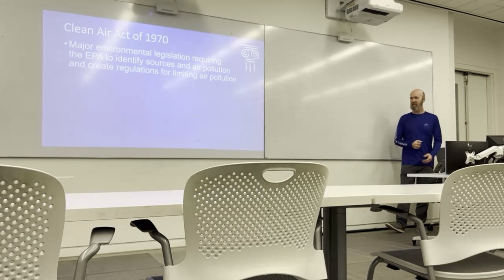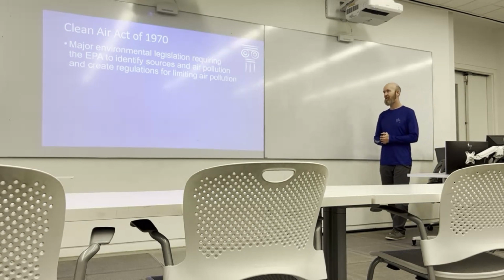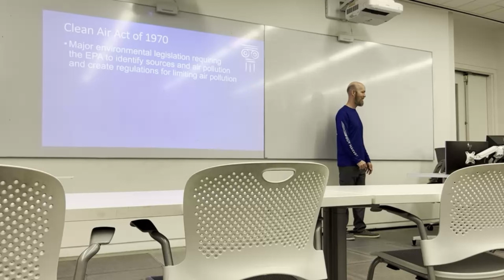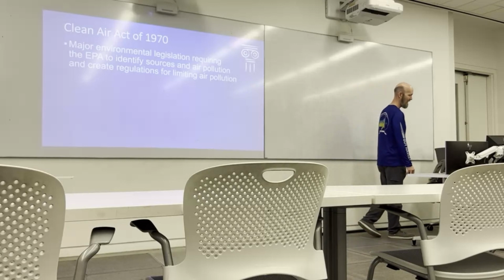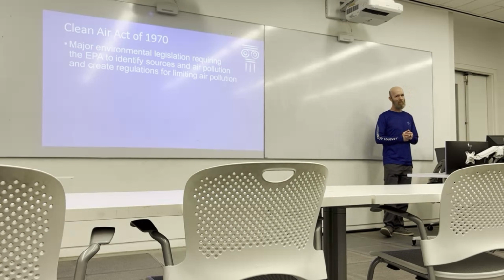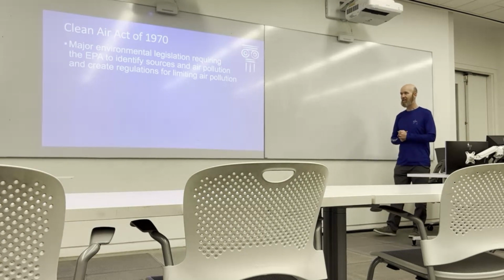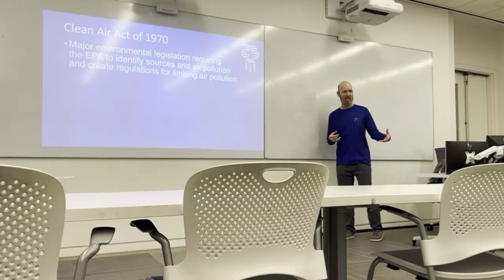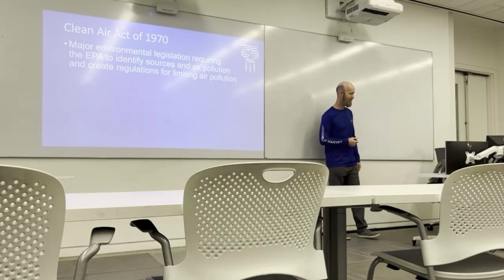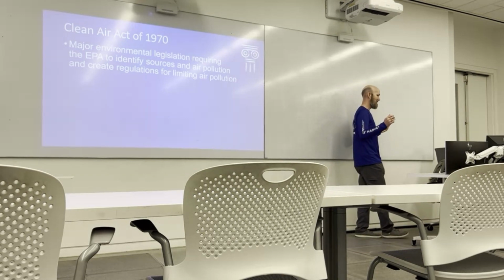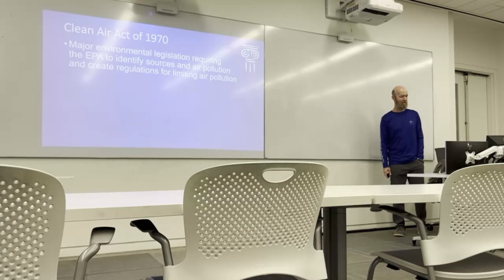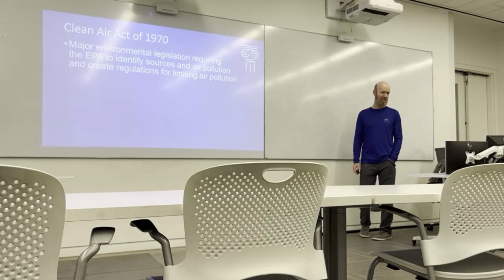Another one of the major pieces of legislation they want you to know about is the Clean Air Act of 1970. This one's pretty straightforward and simple. It's in the name. It's an anti-pollution act. It was a major piece of environmental legislation, and it required the EPA to do two things: identify where air pollution was coming from, and then create regulations to limit that air pollution. So it's right there in the name. It's the Clean Air Act. 1970 is early in the environmental movement, right around the founding of Earth Day and things like that. So, Clean Air Act of 1970.